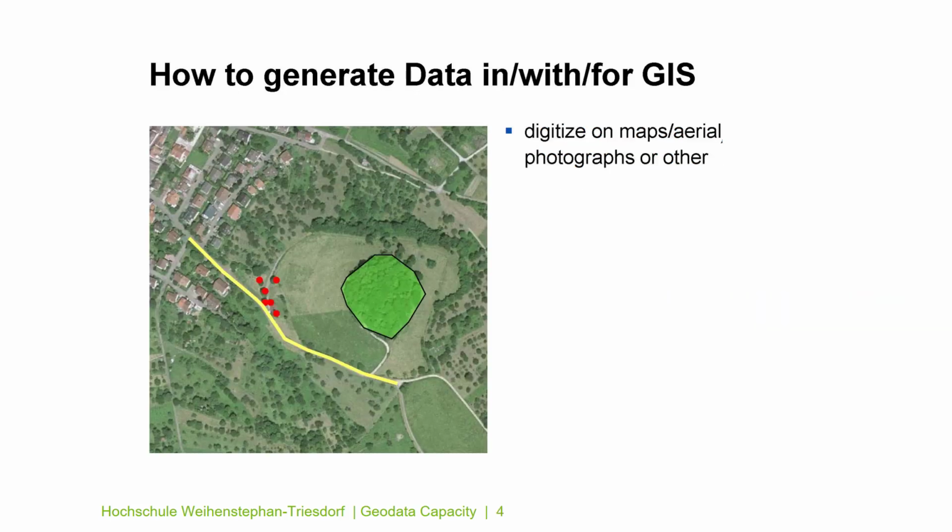Here you see how we digitize a forest, some single trees, and part of the footpath from this aerial image. In the past this was done by humans, but today we have very good machine-learning algorithms to do this for us, and at most it's a half-automated process with GIS experts just double-checking the results.